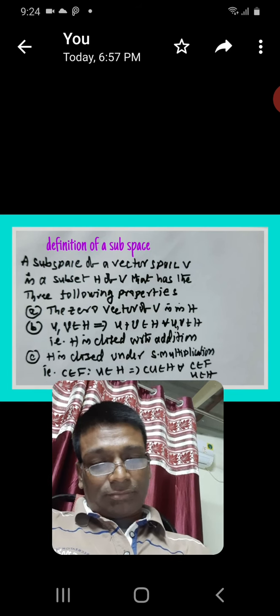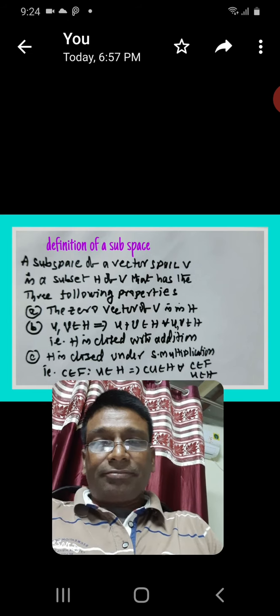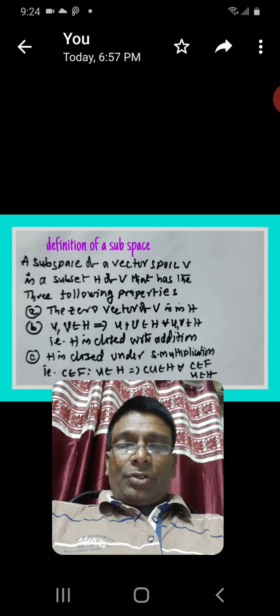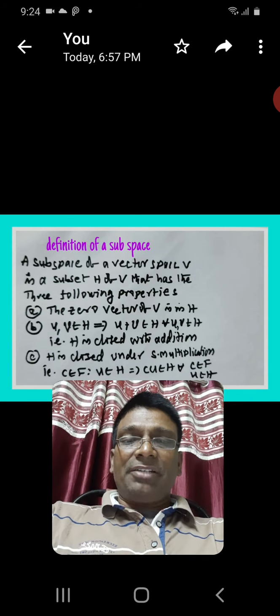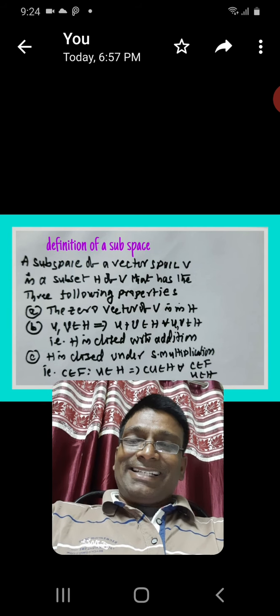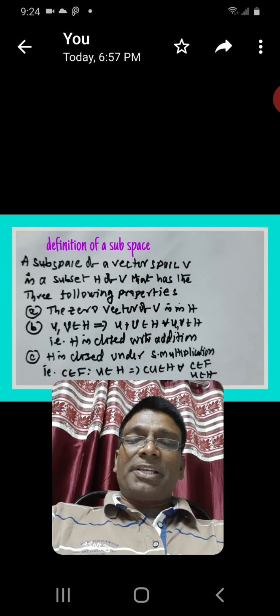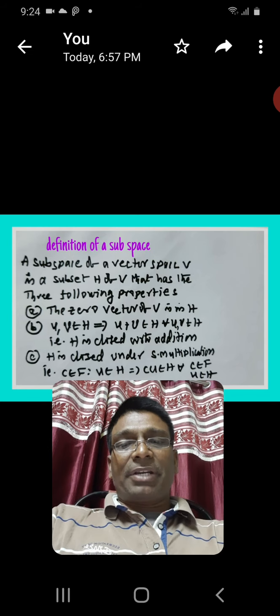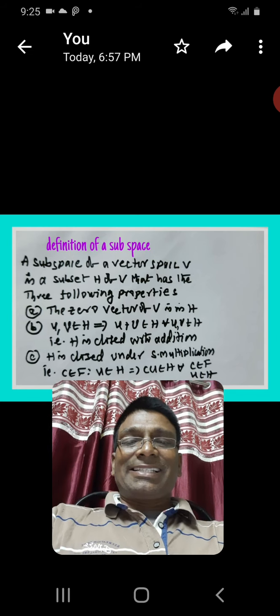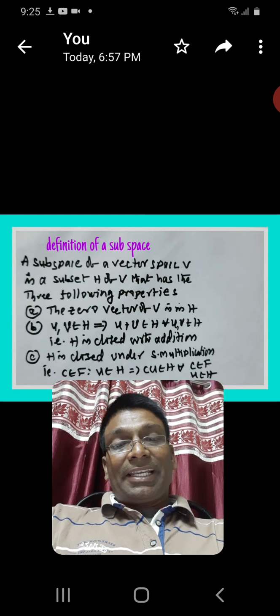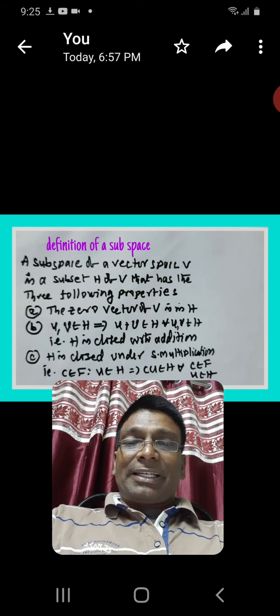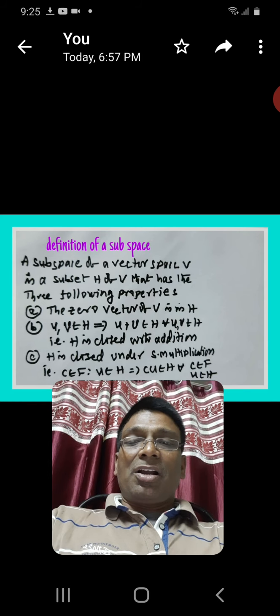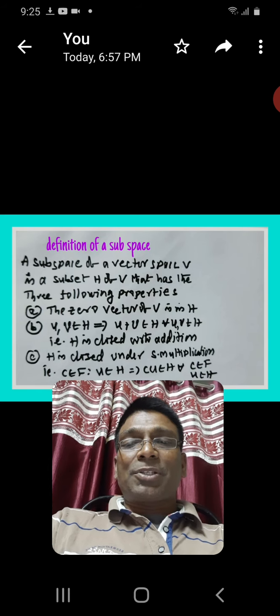You see, subspace means, listen, in general, H is a subset of a vector space V, and H is also a vector space with respect to the same binary operation in V. Then H is a subspace of V. It is the general definition.